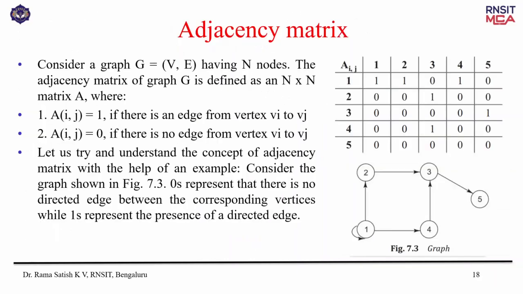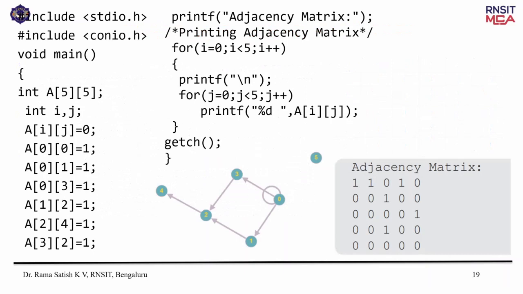it's a 5 node graph, so I can certainly use 5 cross 5. I can use a 5 cross 5 array here, and i, j for the printing for loop. Next, a[i][j] is equal to 0, making everything 0. a[0][0], there is a link between a[0][0], it is 1. a[0][1], it is 1. a[0][3], it is 1.